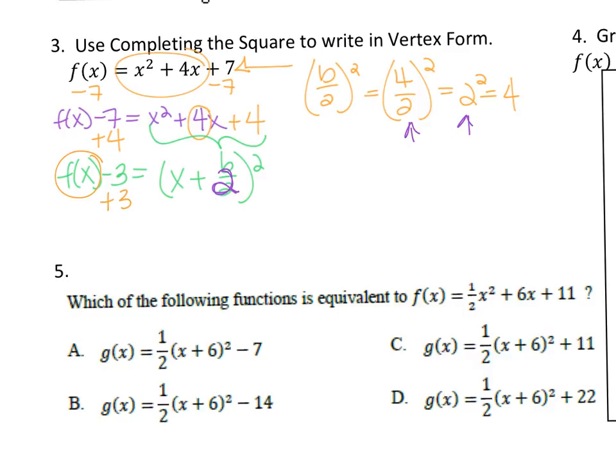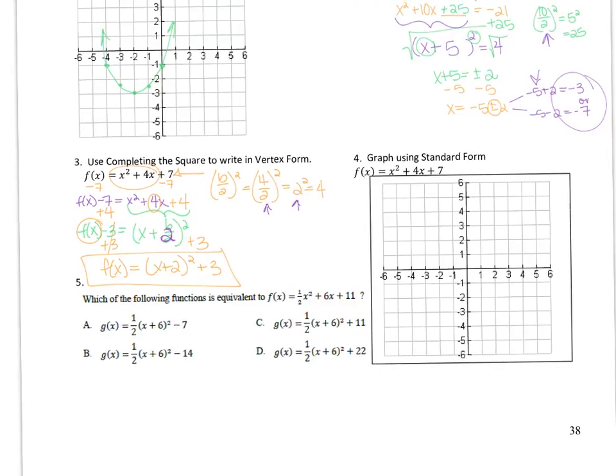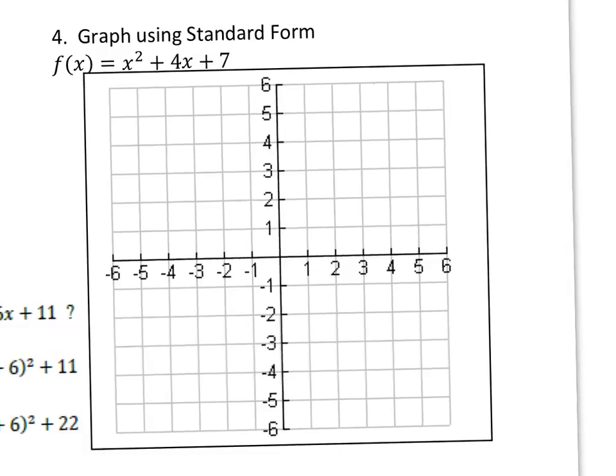So I'm going to add 3 to each side to get these to cancel out, and I get f of x equals (x plus 2) squared plus 3. And that is completing the square and writing it in vertex form. Alright, so now let's move on to graphing.